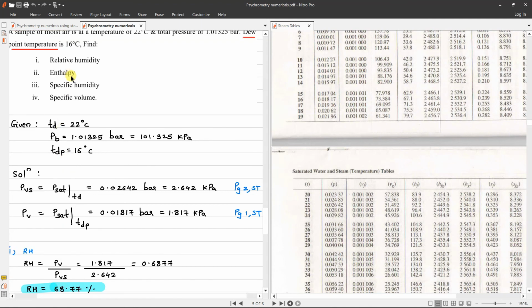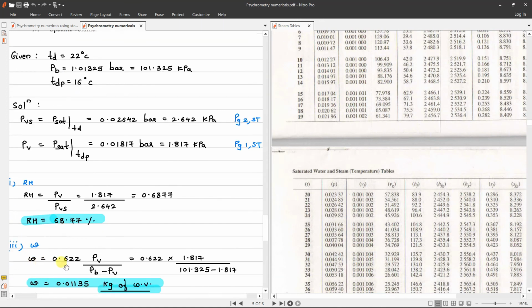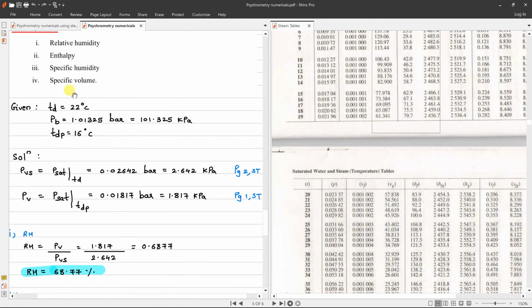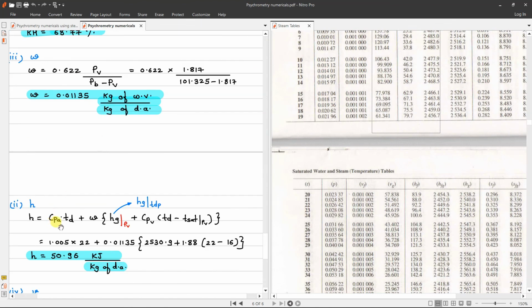Next, specific enthalpy. For this we require specific humidity. So we will calculate specific humidity first. So specific humidity is equal to 0.622 PV upon PB minus PV. Substitute the values properly in kilopascal. You will get omega. Unit of that will be kg of water vapor per kg of dry air. And next question, enthalpy is remaining. Okay, so this enthalpy, same equation we have to use.